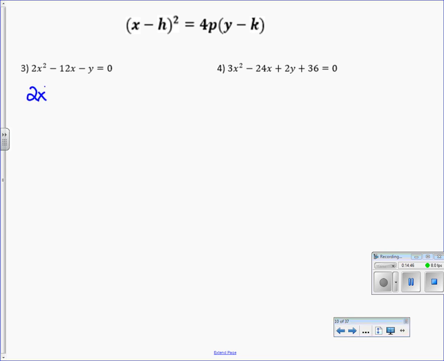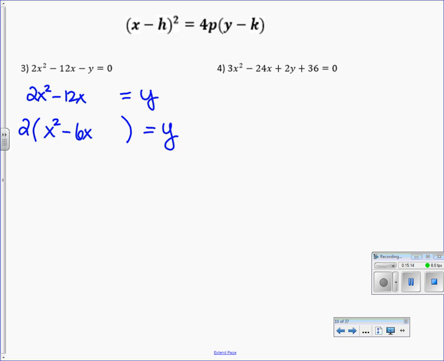So first, separate your pieces, just like before. I'm going to move the y over, so I'm adding y to both sides. The 0 we don't care about. Then the next thing we'd want to do is factor out the 2, because I can't complete the square until I do that. So now I'm going to divide out the 2. So this is now going to become 6x. Okay, now we're okay. I'm going to focus on completing the square inside the parentheses.